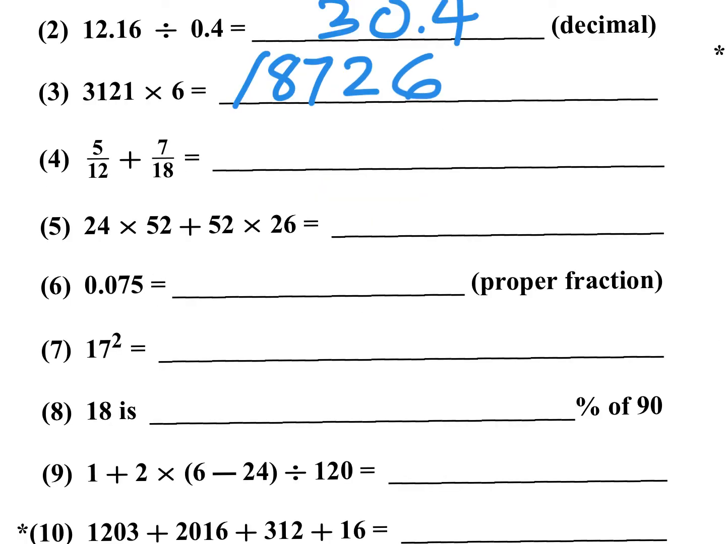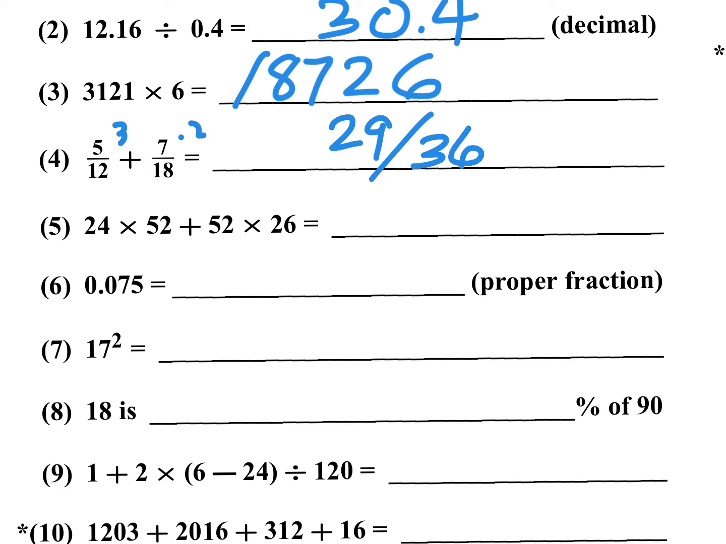Question number 4, adding fractions, 5 over 12 plus 7 over 18. Get a common denominator, which will be 36. 18 goes into 36 twice, and 12 goes into 36 3 times. So I'm going to have 3 times 5, and over here I'm going to have 2 times 7. So 14 plus 15 is 29. 29 over 36. That is the correct answer for number 4.